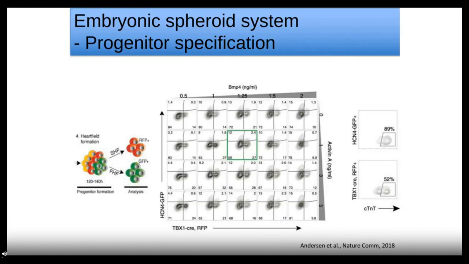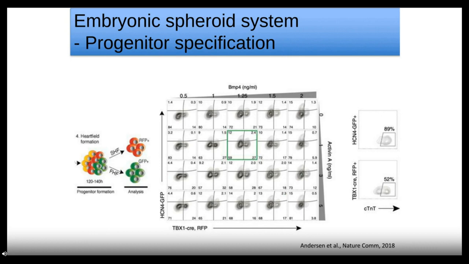at the same time we evaluated the expression of GFP and RFP. When we look at this condition, GFP is on the y-axis and RFP is on the x-axis, and we can see that we get a nice formation of GFP positive cells, as well as a nice formation of RFP positive cells. That indicates that we are actually forming first and second heart field progenitors in this system. But to validate that these cells are also cardiogenic, we then cultured these cells a little longer, and then we analyzed the expression of cardiac troponin T again.